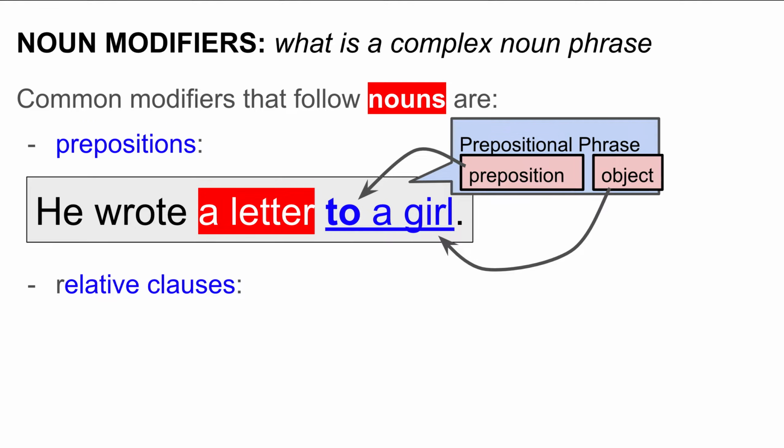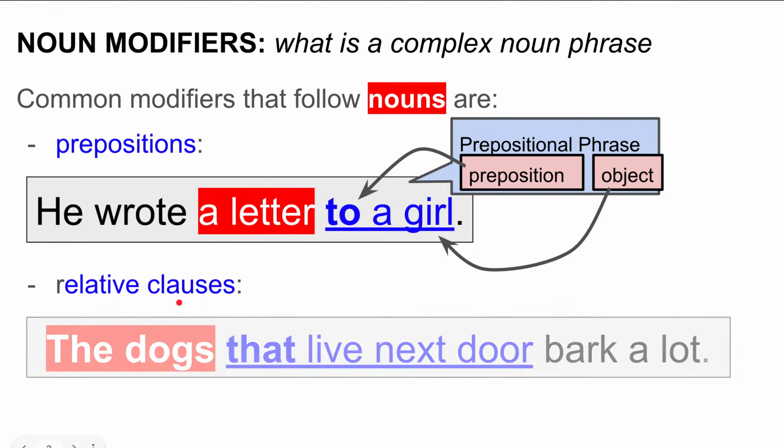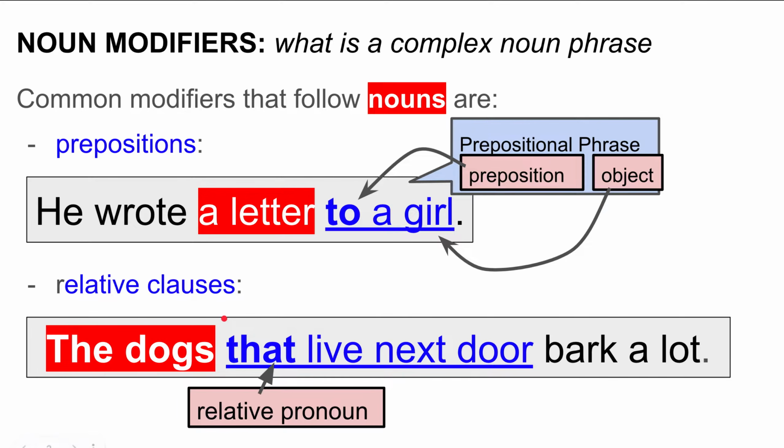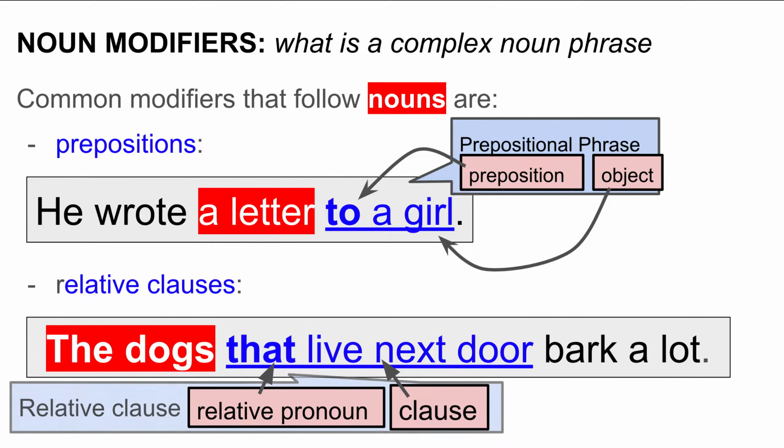So we can say that a letter to a girl. To a girl is a prepositional phrase that follows the noun a letter. We can also use relative clauses to follow a noun. So, for example, the dogs that live next door bark a lot. Here, that is the relative pronoun, and live next door is the clause. So this is the relative clause right here, that live next door. And we can see that live next door is a relative clause that follows a noun, the dogs.